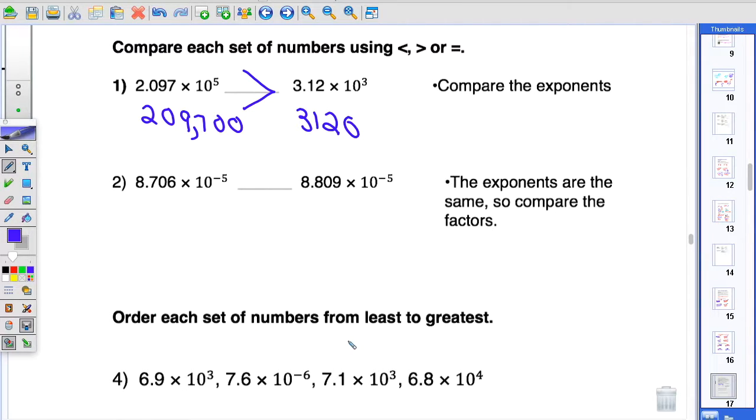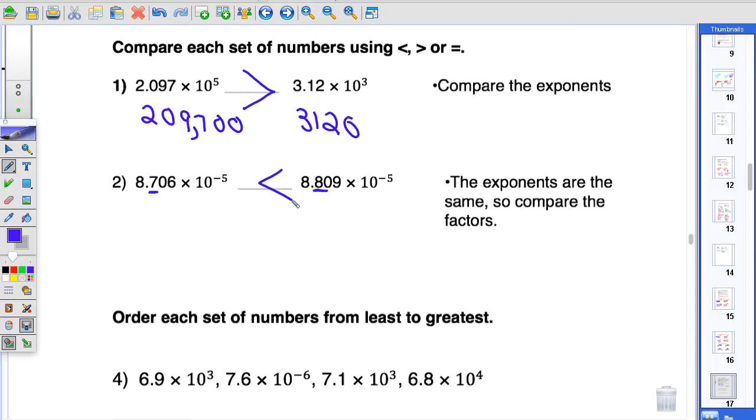Number 2. 8.706 times 10 to the negative fifth power and 8.809 times 10 to the negative fifth power. The exponents are the same, so we're going to compare our factors. So we can leave it in scientific notation. We can see that our numbers in the ones place is the same, and the tenths is where they're different. Since the 8 is larger than the 7, that means that's our greatest number. So 8.706 times 10 to the negative fifth power is less than 8.809 times 10 to the negative fifth power.